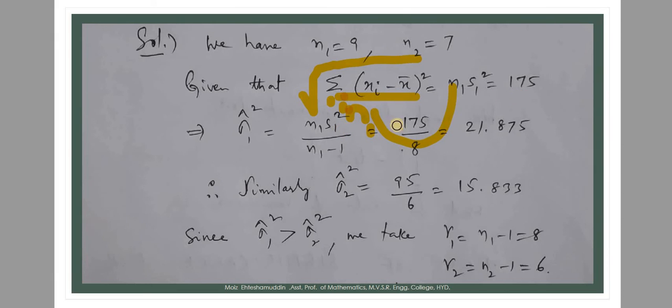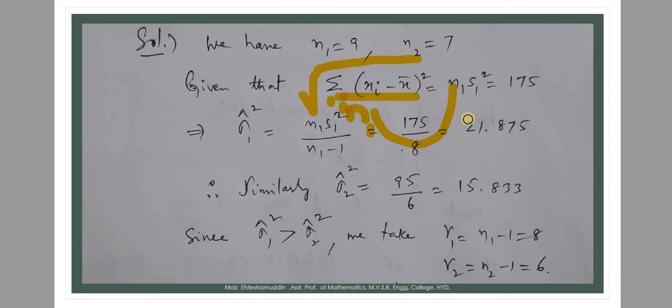So it is n1 into s1 square, that is 175, and n1 minus 1 is 9 minus 1, that is 8, and that is finally 21.875. Similarly, sigma 2 cap square is n2 into s2 square by n2 minus 1, that is finally 15.833. Now if you look at these values, this sigma 1 cap square is bigger when compared to this one.